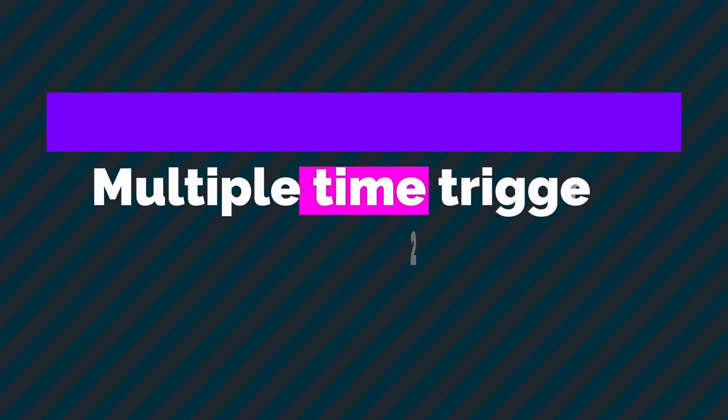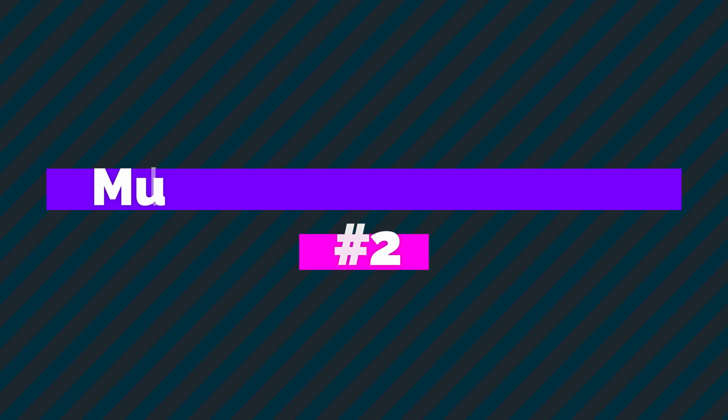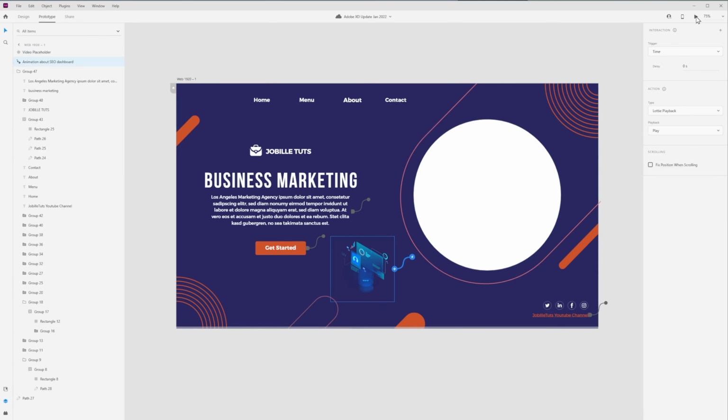Number 2 is multiple time triggers. In this update, you can now create interactive prototypes with multiple time triggers. Video and lottie animations can now play at the same time.